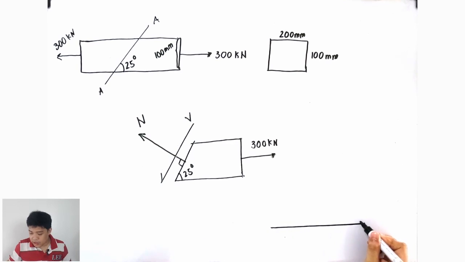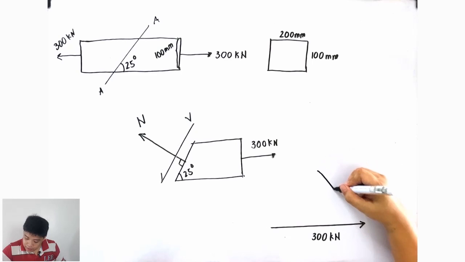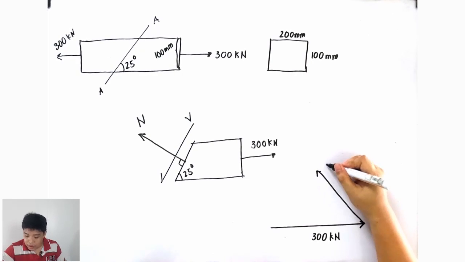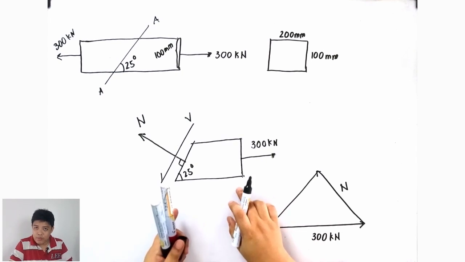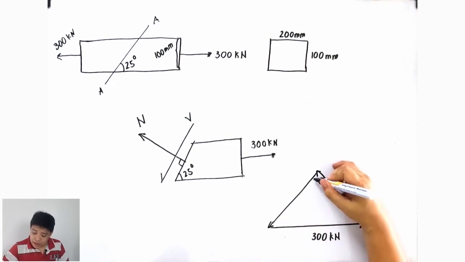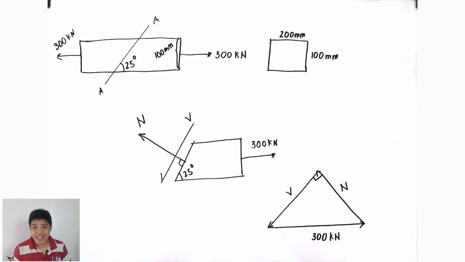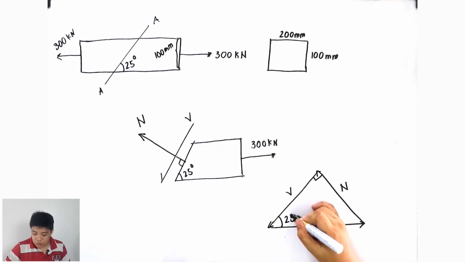You have here a 300 kilonewton force. Let us represent it by a horizontal arrow like this. And then there is a normal force that is going in this direction. Let me call it N. A shear force that is in this direction. So you should close the figure because our free body diagram is in static equilibrium. And do not forget that the normal and shear force here is 90 degrees, therefore creating a right triangle. This angle is technically 25 degrees.